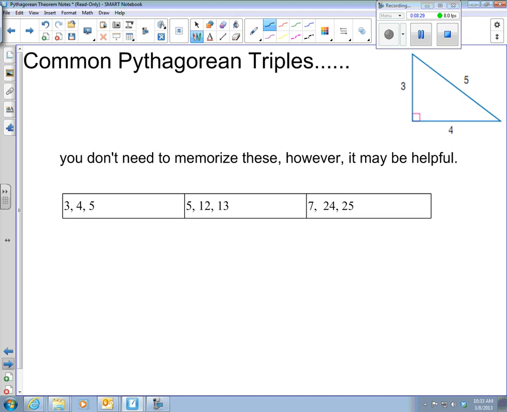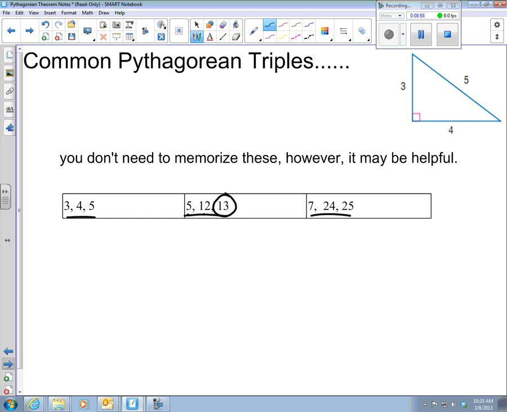Common Pythagorean triples. So these are whole number lengths of sides of different right triangles, special ones like 3, 4, 5. That's a very common one. 5, 12, 13 is a common right triangle, and then 7, 24, 25. The longest side always being the hypotenuse. What you can do with these is, if you recognize that you have a leg of 5 and a leg of 12, you know the hypotenuse is going to be 13. You don't have to memorize these, but it's kind of nice.